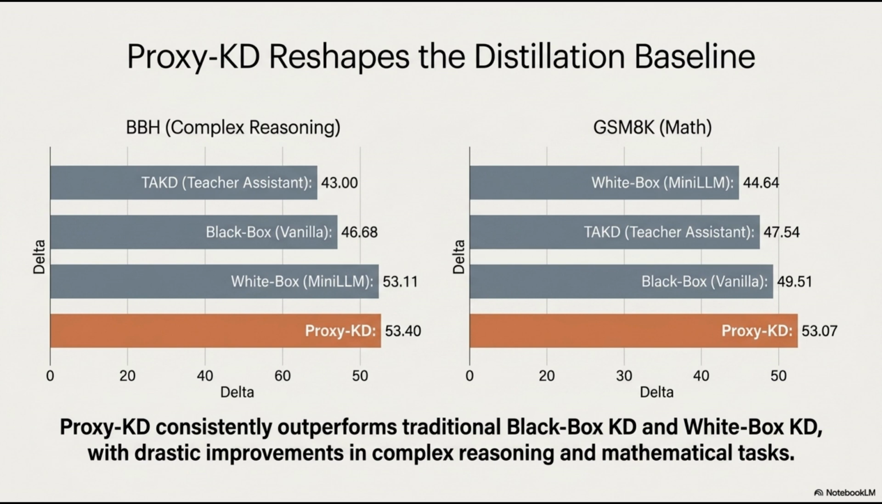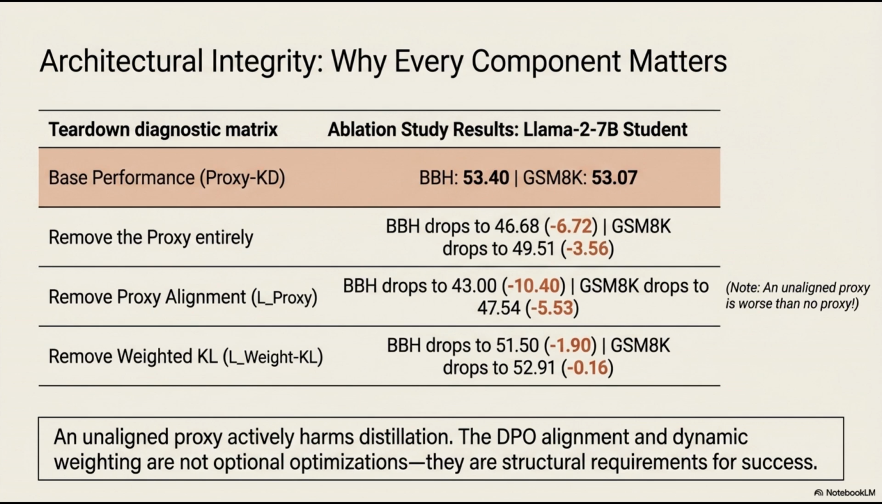Right. But here is the critical point of failure. TAC-ED was built years ago for purely white box environments where everything is already visible. I see. Because of that, it completely lacks the DPO preference alignment phase we talked about. Yeah. When the researchers tried to apply the older TAC-A method to this modern black box scenario, the results were disastrous. It actually performed worse than basic black box KD.